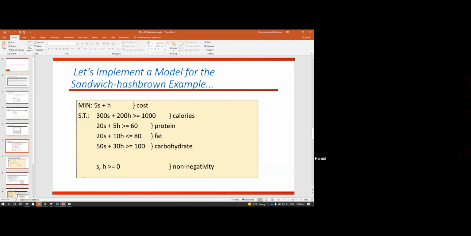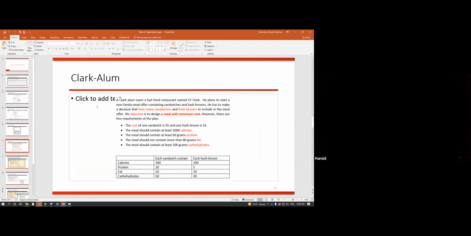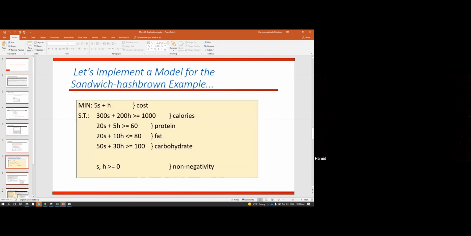Where do they come from? They come from the table below. In that table, you see for each sandwich and hash brown how many calories, protein, fat, and carbs you have. And we translate that to these equations. At the end, it doesn't make sense to have negative sandwiches and hash browns, so they should be non-negative. Questions so far on how to formulate?